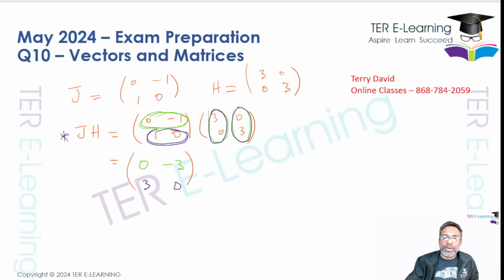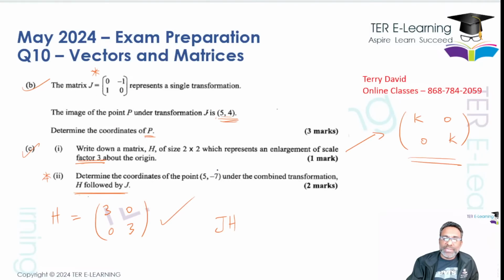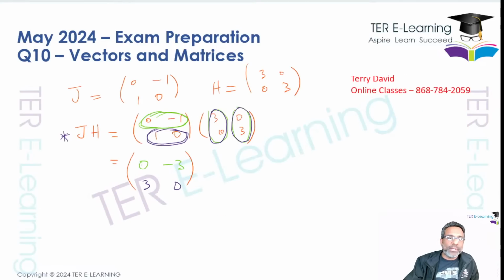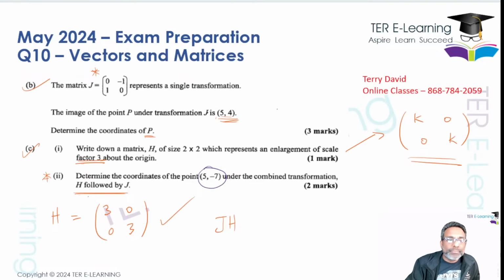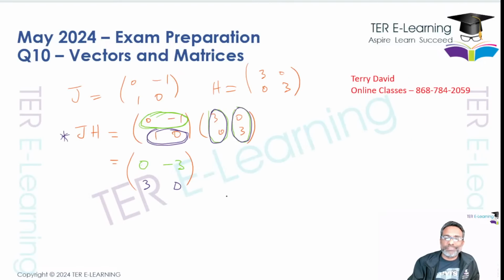And if you want to work out what are the coordinates of the image, the point that we're starting off with is 5, minus 7. What do they call it here? Hold on. Yeah, they just call it a point. So this is 5, minus 7.